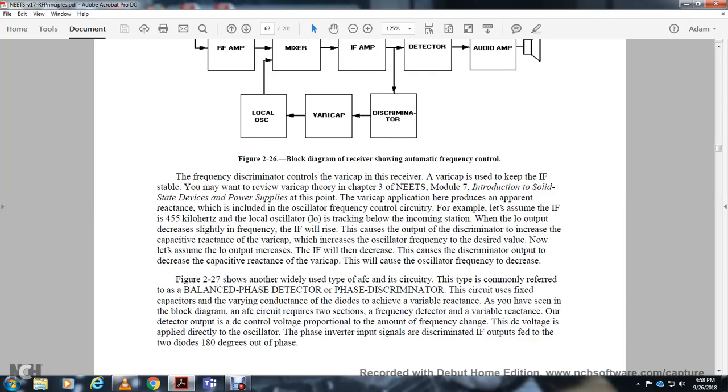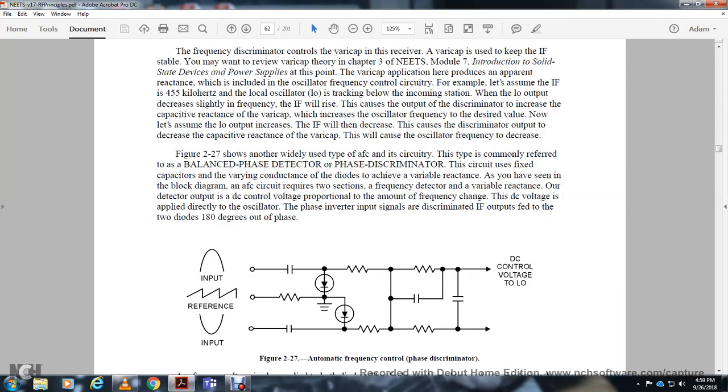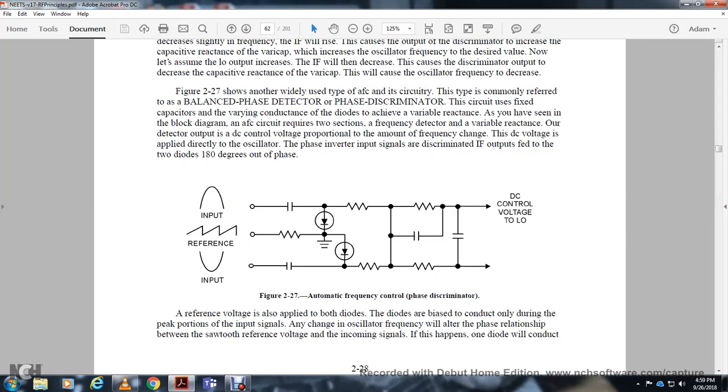your automatic frequency controller requires two sections: the frequency detector and the variable reactance. The detector outputs a DC control voltage proportional to the amount of frequency change, and this DC voltage is applied directly to the oscillator. The input signal is converted with the discriminated intermediate frequency output fed through two diodes 180 degrees out of phase. The input and the input reference sawtooth go through the resistor with the diodes and grounded resistor capacitor, which control the voltage of the local oscillator.